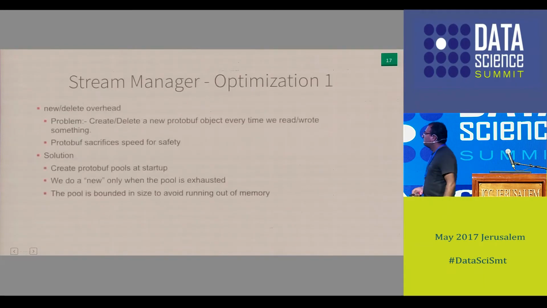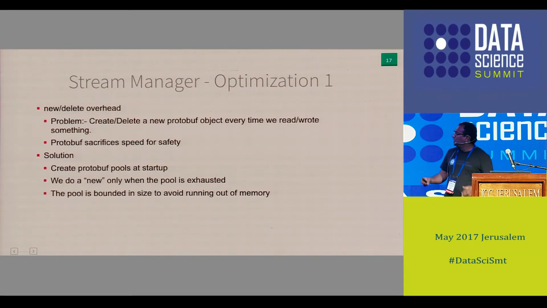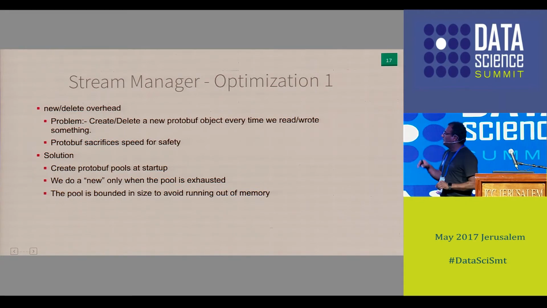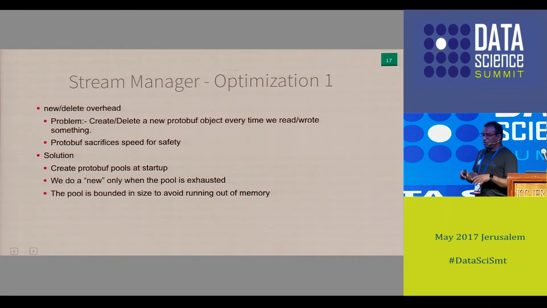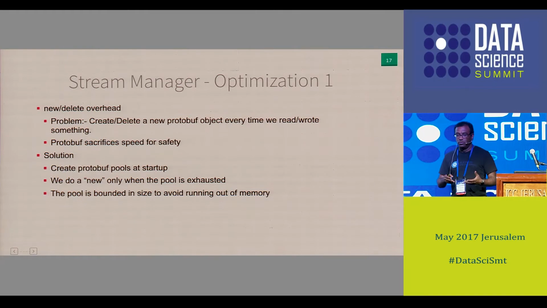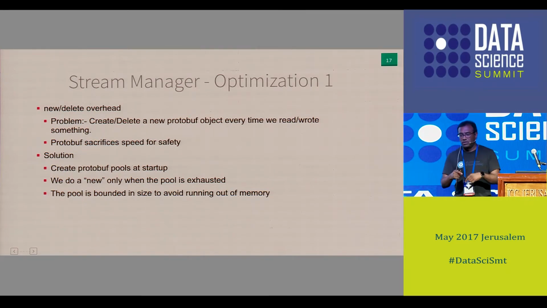Once we identified this, we looked at how to optimize. How do you remove the new and delete overhead? The problem is that we create a new protobuf object every time we read and write messages. Protobuf sacrifices speed for safety, but since we wanted speed, safety is something we can consider at the user land, in the code that we wrote. So we decided to go for speed. The solution was that we create pools of protobuf objects at startup. We do new only when the pool is exhausted. Otherwise, we reuse memory out of the pool itself so that you don't have the new and delete cost anymore.